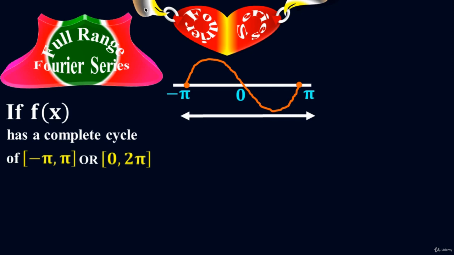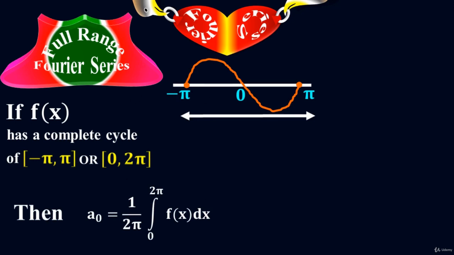If you reflect back, we had half-range sine series, which means that there was only the sine function. And similarly, we had half-range cosine series, where we had only the cosine function. Here we have full-range Fourier series, which means that we have both sine and cosine functions, because we talk about the complete cycle. So if the function has a complete cycle, then a sub naught equals 1 over 2 pi times the integral of f of x dx with a range from 0 to 2 pi. It's up to you, you can also take from minus pi to plus pi.